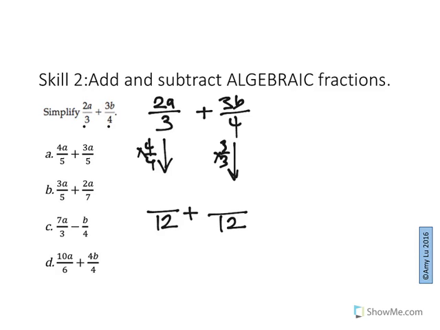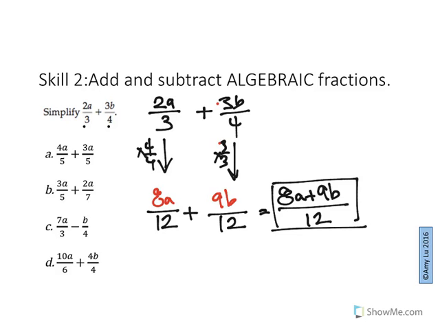So 4 times 2a makes 8a. 3 times 3b makes 9b. When I add this expression together, because 8a and 9b are not like terms, I can't combine them. You simply write the expression out as 8a plus 9b over 12, because they have a common denominator of 12. There you go, you're done. At this time, pause, give it a try.